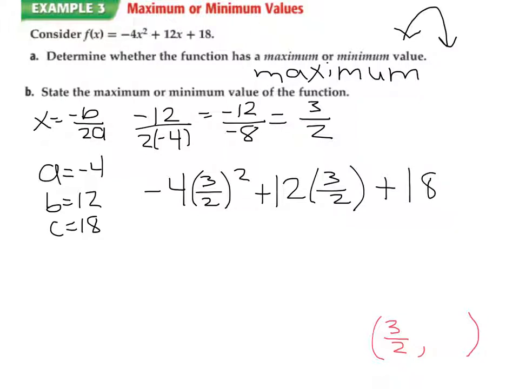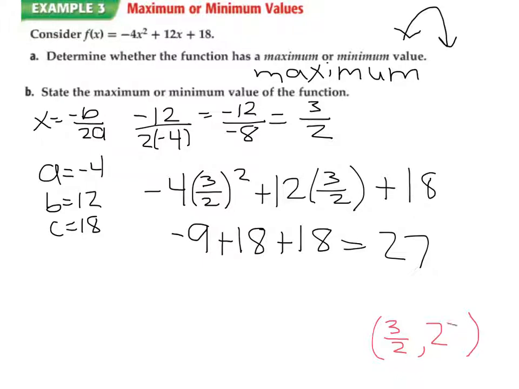Now, if I have 3 over 2 squared times negative 4, I'm going to end up with negative 9. And 12 times 3 over 2 is going to give me 18. And then we'll have our plus 18 on the end. So negative 9 plus 18 is going to give me 27, which is going to be the y value of our maximum in this case.